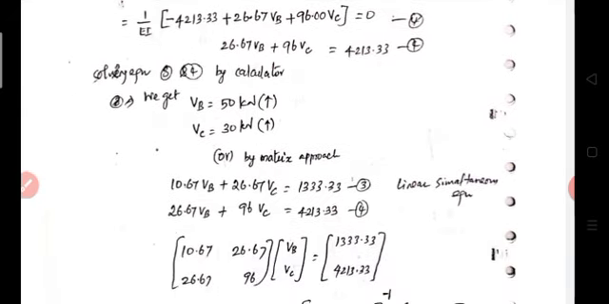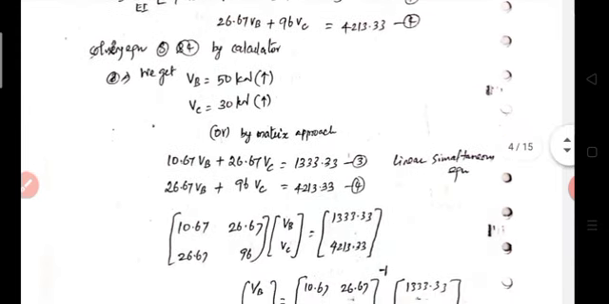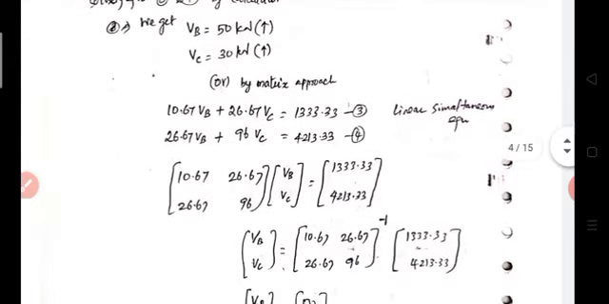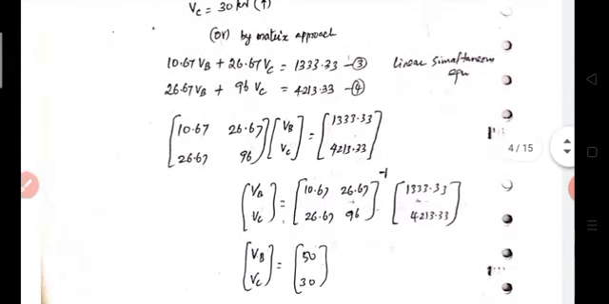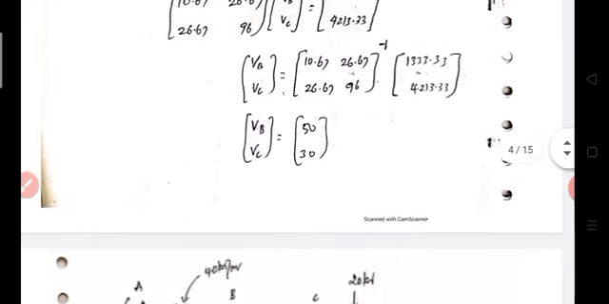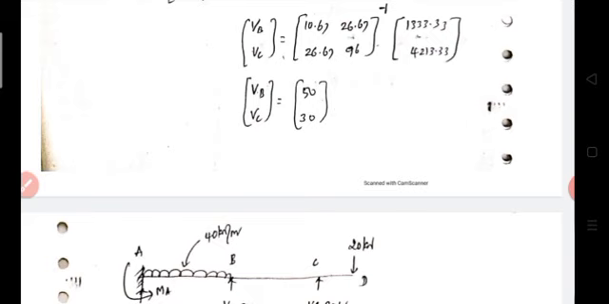So for solving these two equations we may use the matrix approach also. Okay, so equations 3 and 4 constitute linear simultaneous equations. They may be represented in matrix form, that is A x is equal to B, like this. So x is equal to A inverse B. Okay, so from that finally VB and VC are equal to 50 and 30 respectively. Okay, and up to this we determined the redundant reactions.